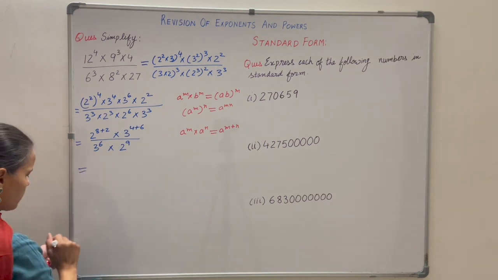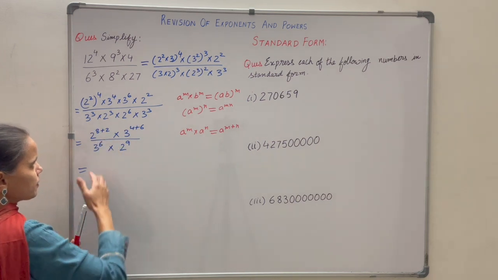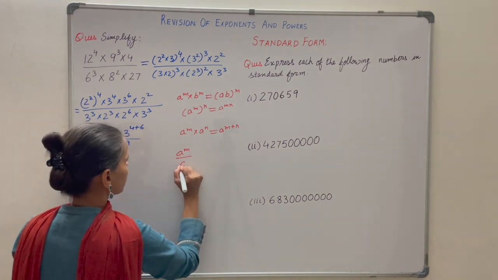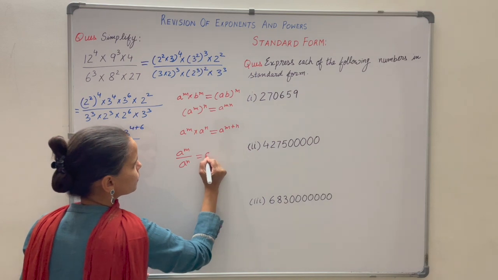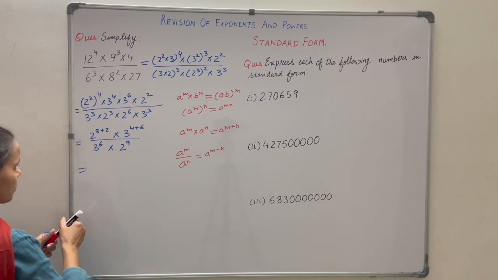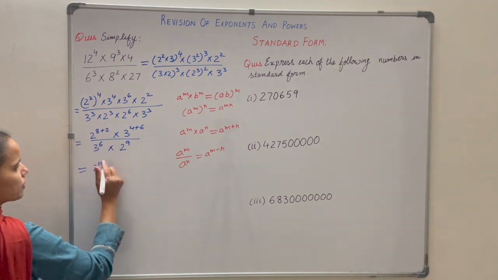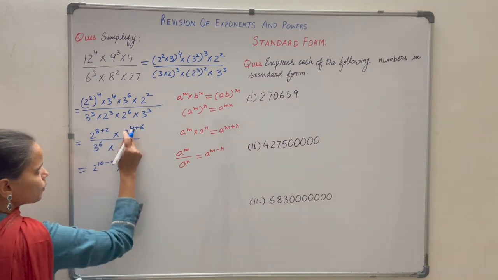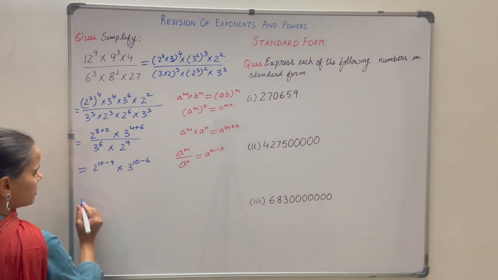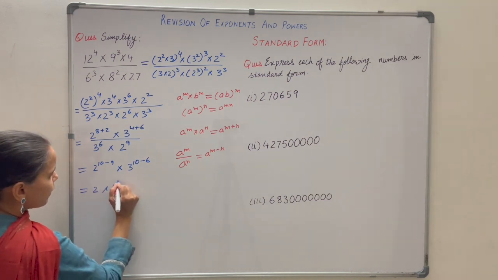So now I am going to use this law here, where the bases are same, then you subtract the powers when it is divided. So a raised to the power m upon a raised to the power n is equals to a raised to the power m minus n. So I am going to use this law here. So here we have 2 raised to the power 10, and in denominator you have 2 raised to the power 9. So when it goes in numerator, minus 9 into, here you have 3 raised to the power 10 minus, this goes in numerator, minus 6. So you get here 2, and here you get 3 raised to the power 4.